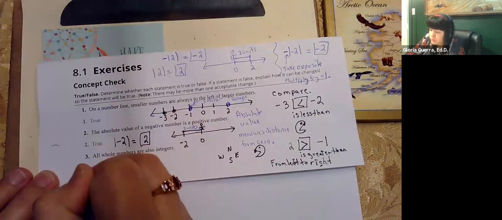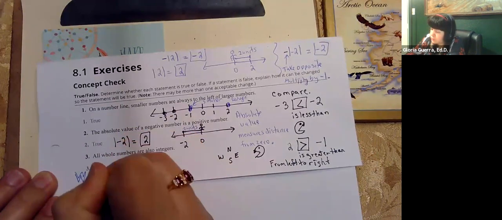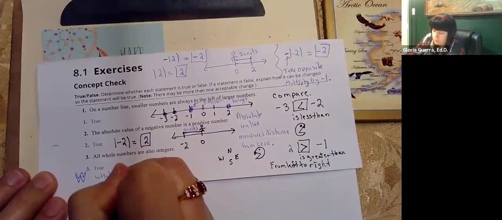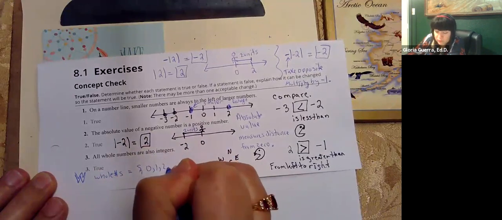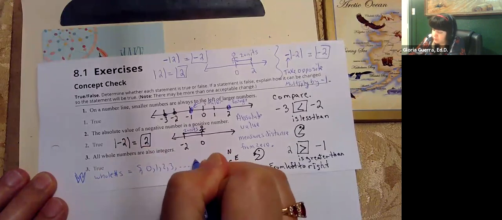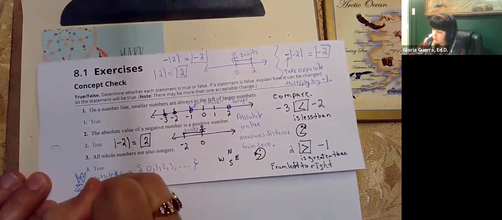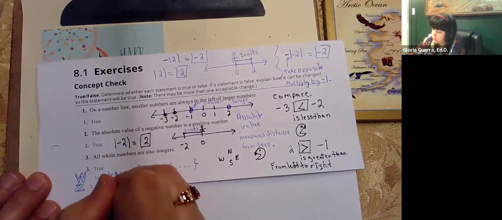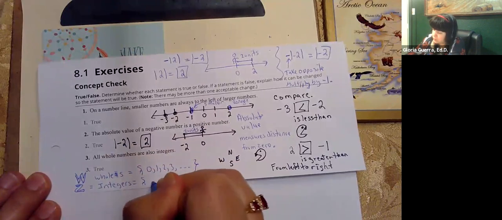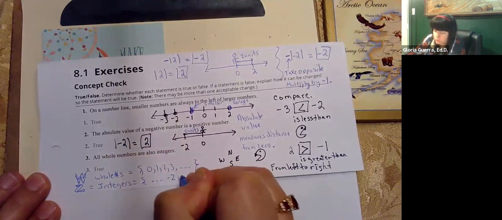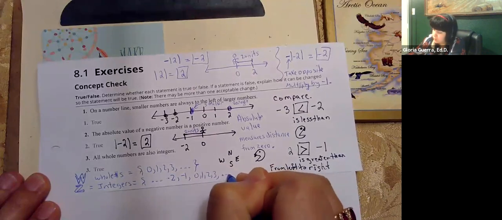So we have this bold W. Okay, that's whole numbers. And then I'm going to draw this up as a set: 0, 1, 2, 3, and so on and so on. So I have ellipses. And then I have this bold Z, integers. So dot, dot, dot, -2, -1, 0, 1, 2, 3, dot, dot, dot.